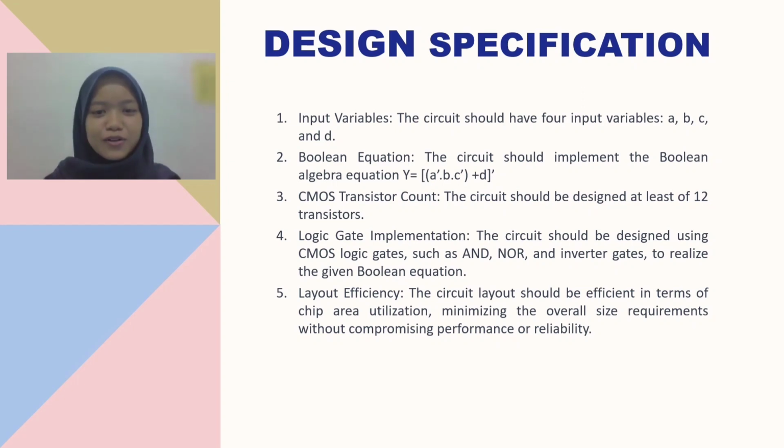For number 4, the circuit should be designed using CMOS logic gates such as AND, NOR, and inverter gates to realize the given Boolean equation. For number 5, the circuit layout should be efficient in terms of chip area utilization, minimizing the overall size requirements without compromising performance or reliability.